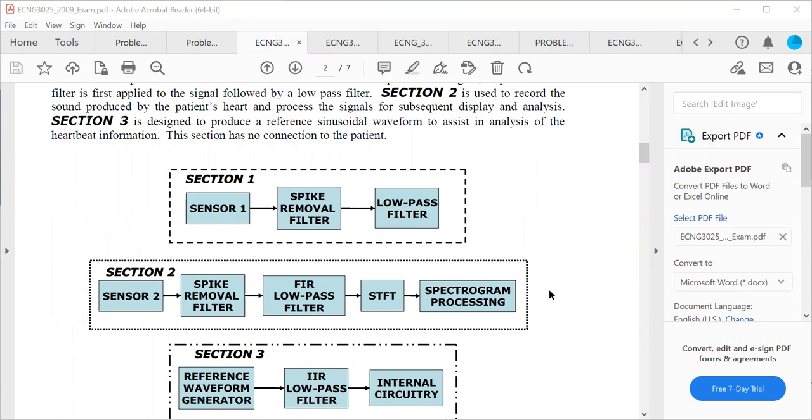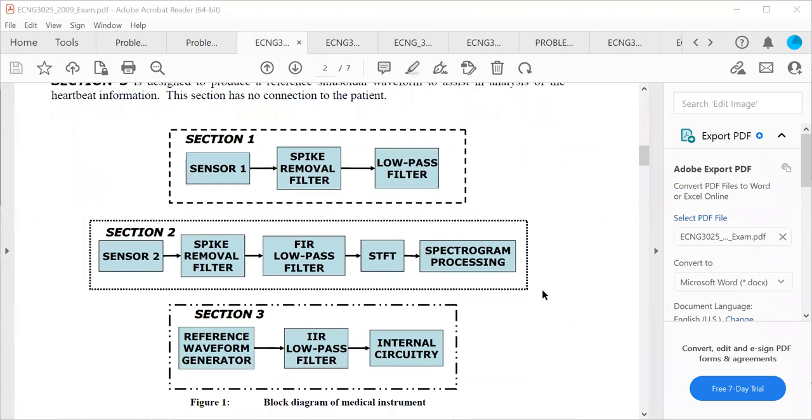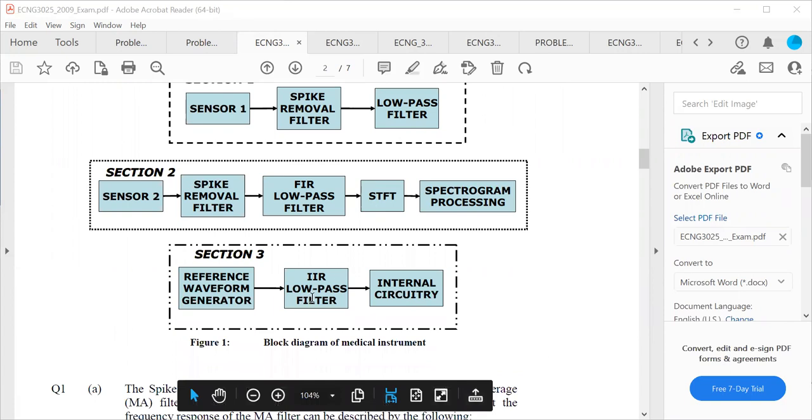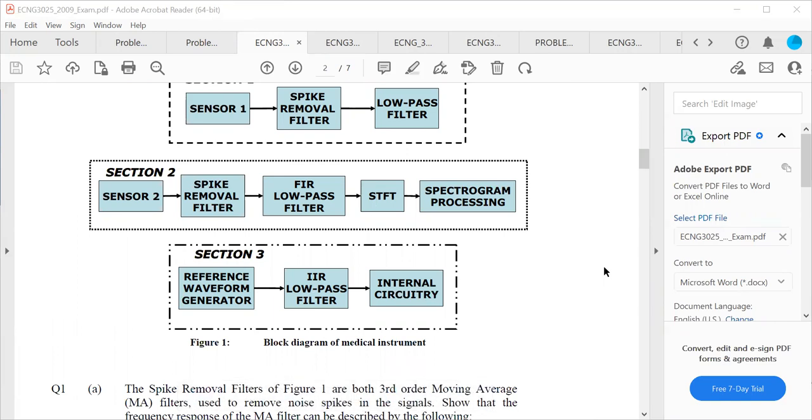Sometimes I just ask the question straightforwardly. At times, the questions are asked in a sort of scenario. But if you look inside of here, you will see the sort of things that we discussed as we went through before. So we have filters here. You would see the spike removal filter, low pass filter, FIR filter, STFT, which is short-term Fourier transform, and spectrogram here, right? And you see IIR filter, and you see reference waveform. So everything in the course is basically asked at this point in time.